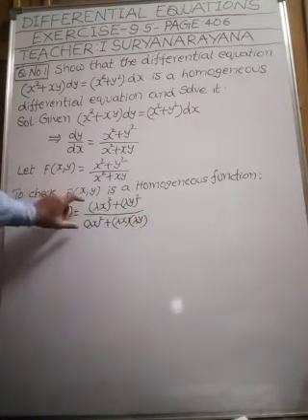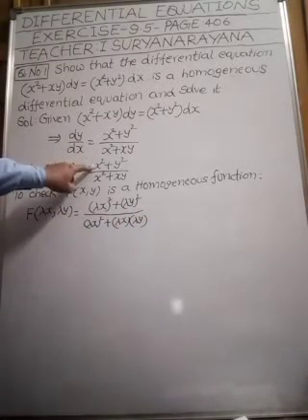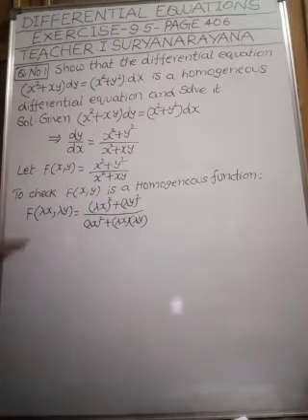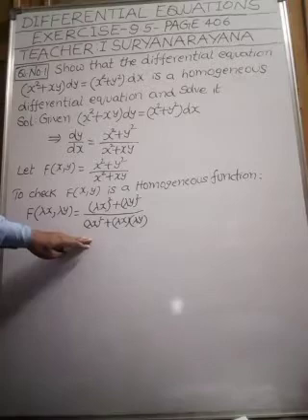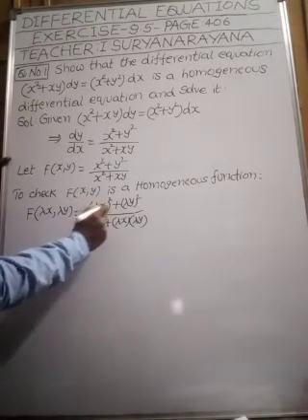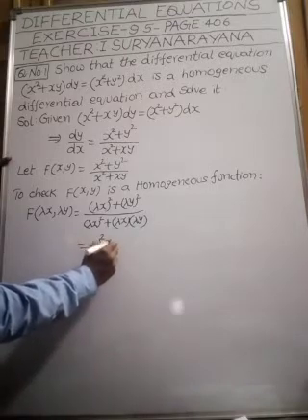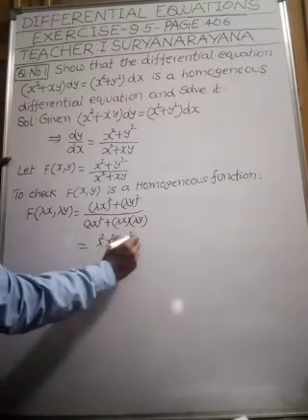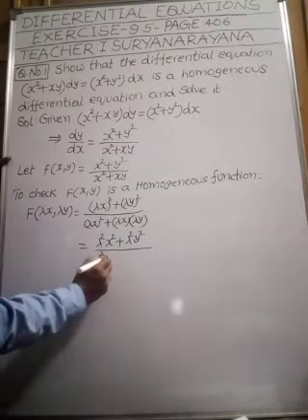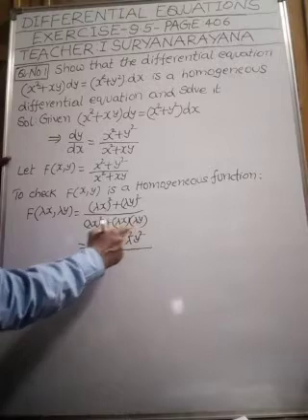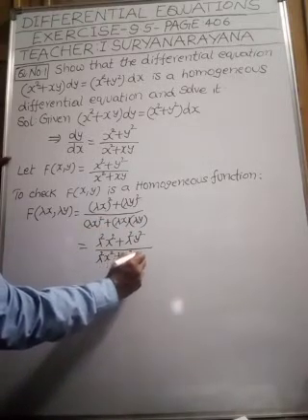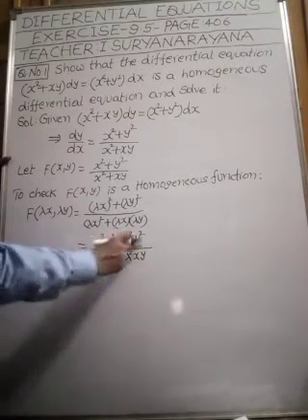Understood this step? We replaced x by lambda x, y by lambda y in this equation. Then we get this step. Understood? Right. Now let us simplify. What will you get here? Lambda square x square plus lambda square y square, whole divided by lambda square x square plus, by multiplying these two, what will you get? Lambda square xy. Understood this step, my children?